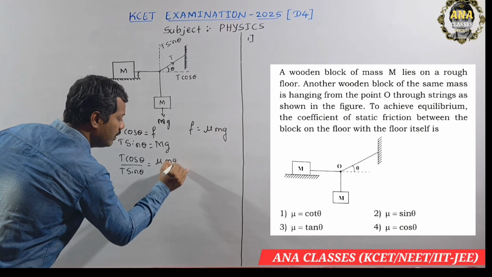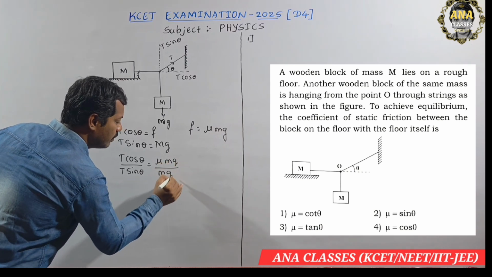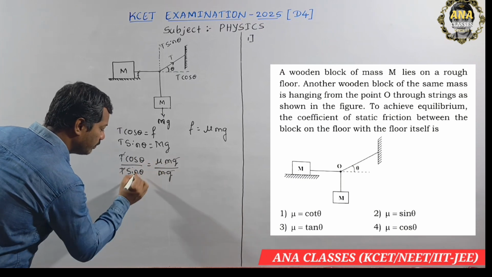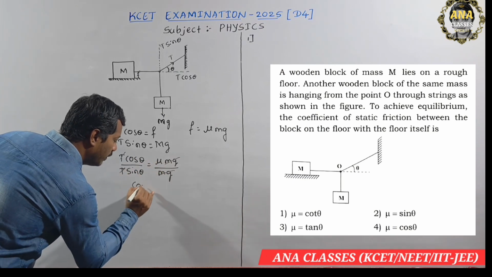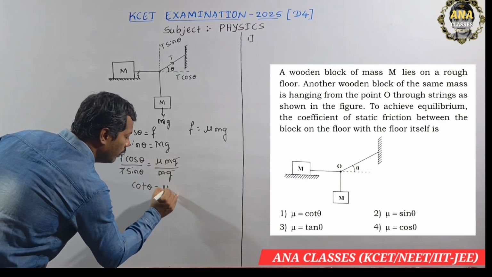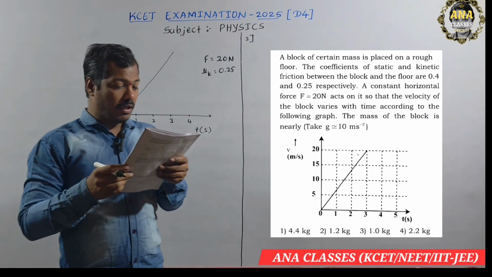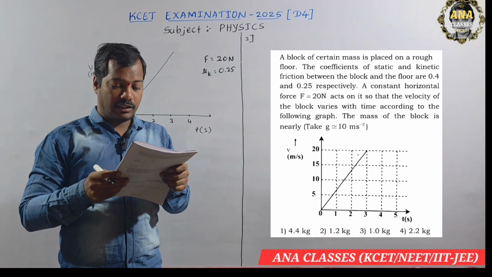Mu into mg divided by mg. So these two get cancelled, T gets cancelled, and mu is equal to what? Cos by sin, so cot theta is equal to mu. Answer is 1. In second question, a block of certain mass is placed on a rough floor.